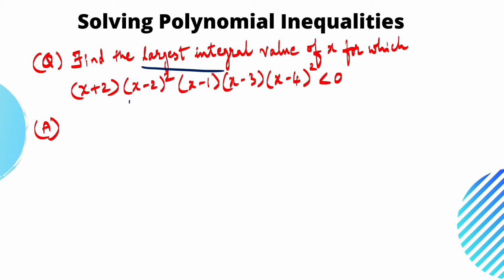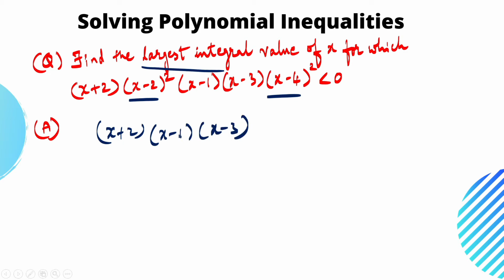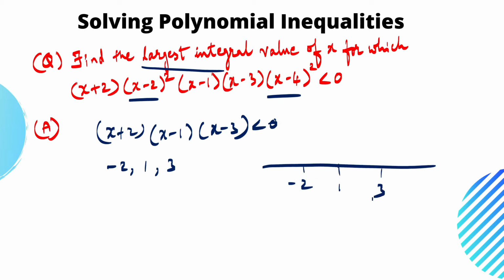If we observe here, x minus 2 whole square and x minus 4 whole square, these two cannot be less than 0, right? The only values which can be less than 0 are x plus 2, x minus 1 and x minus 3. These three can be less than 0. And if these three are less than 0, what are the roots? Roots are minus 2, 1, comma 3. Let us plot this on a number line. So minus 2 will be here, 1 will be here, and 3 will be here.